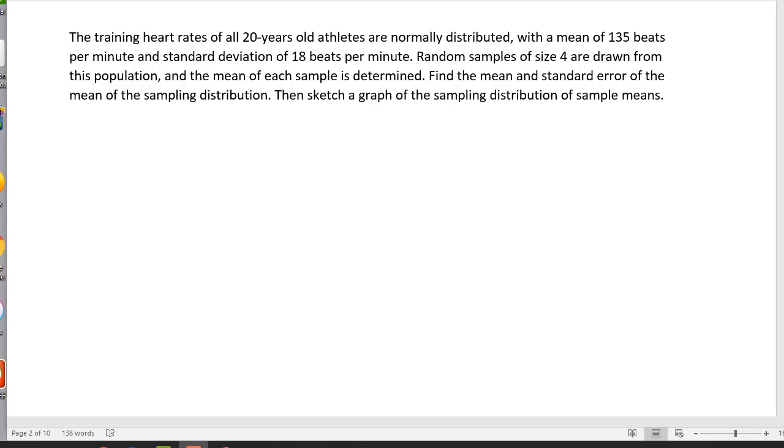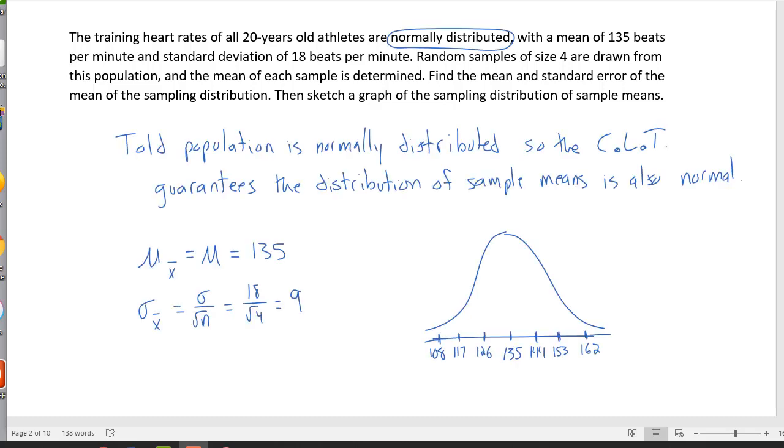So I want you, first of all, to do what I was supposed to do first in the last example and justify why you can use the Central Limit Theorem. So what am I told within this problem that tells me my sampling distribution of sample means will be normal? And then go ahead and find the mean and standard error and sketch the graph. So pause the video, try this on your own. When you're done, come back. We'll take a look at this together. All right, how did you do? Well, now that you're back, let's take a look at this together.